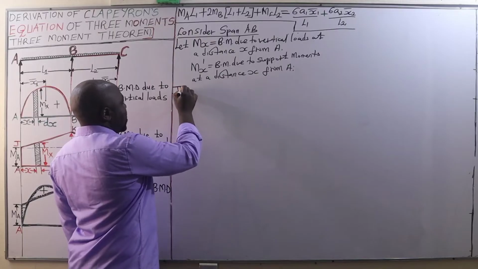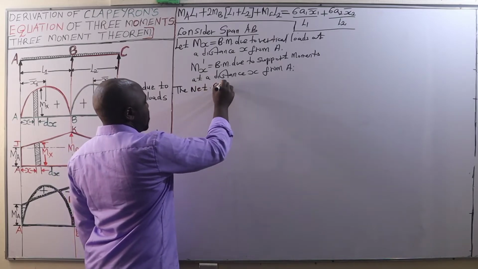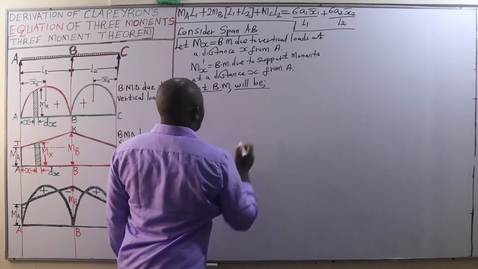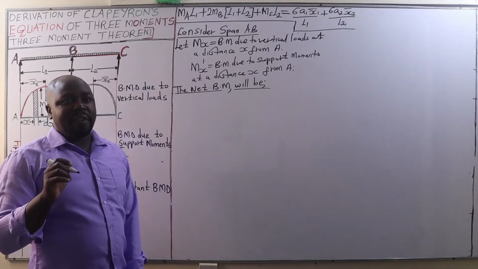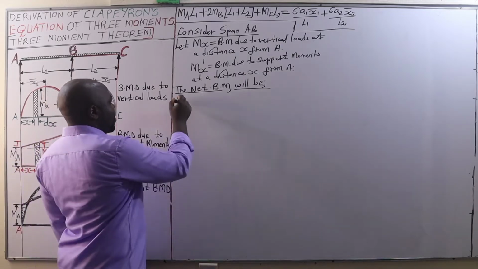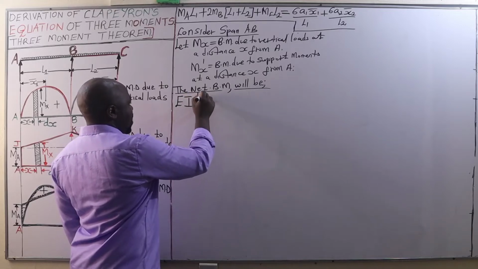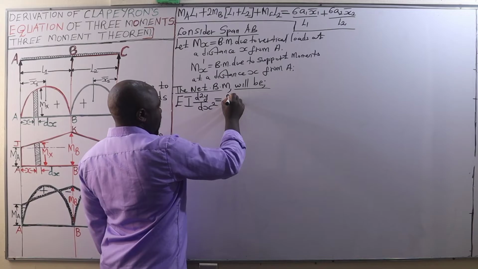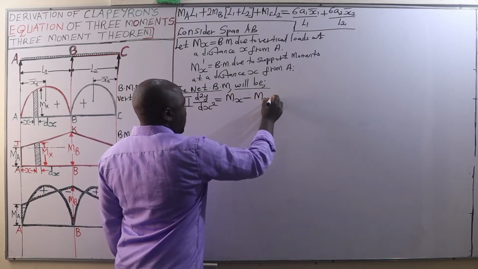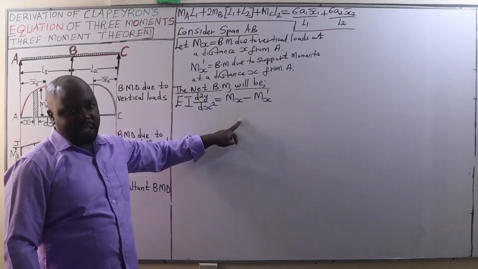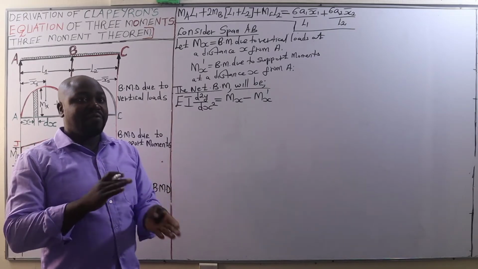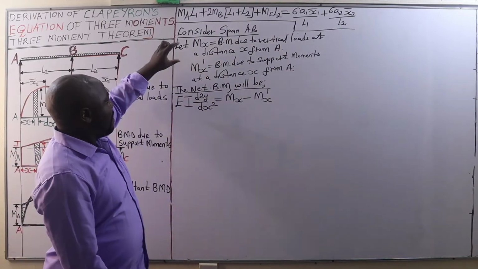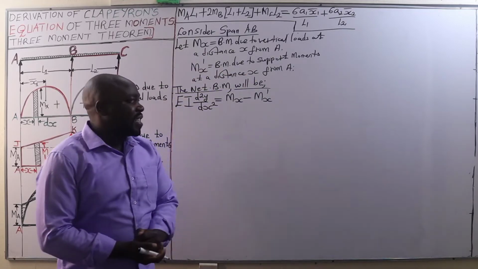Now, the net bending moment will be, remember in Structures 2 we have a topic known as slope and deflection, and when we are talking about deflection we usually use EI d squared y over dx squared. This is going to be equal to Mx minus Mx prime. So this is the net bending moment. Remember, when you talk about net, then subtraction has to come in, and therefore the net bending moment will be Mx, the bending moment due to vertical loads at a distance x from A, minus Mx prime, the bending moment due to support moments at a distance x from A.